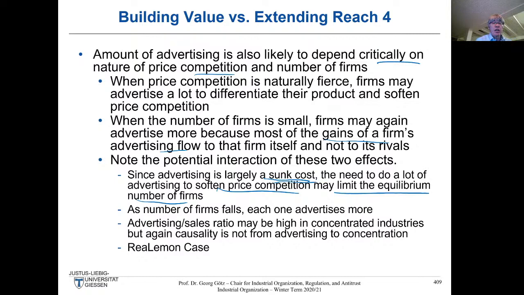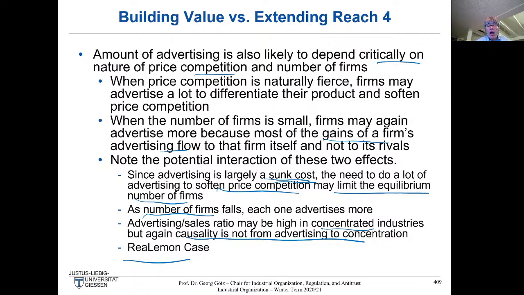Yeah, the point here is that the fewer firms we get, the higher is advertising by every one of them. That's what you see in some industries, where you also see that the advertising-sales ratio is high in some concentrated industry. But again, that's going back to our Dorfman-Steiner condition. Here, the causality doesn't go from advertising to concentration, but rather they have a profitable business, and so they have an incentive to invest in advertisements. The very last point I want to mention is this Real Lemon case.